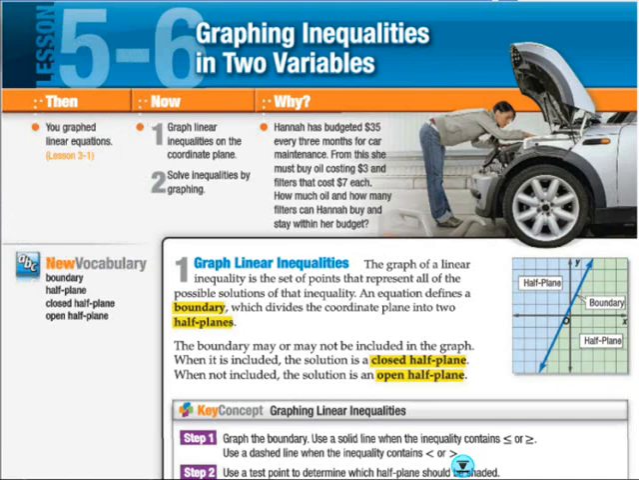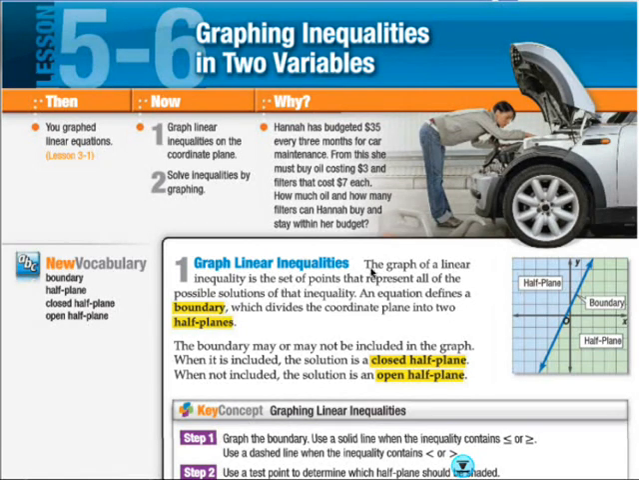Let's take a look at Chapter 5, Section 6, where we are going to graph inequalities with two variables. This is going to seem really familiar, so hopefully it seems familiar. We're going to use some words with planes and boundary lines and things like that, but basically the rules to doing this are the same as the rules to graphing lines, just with some slight additions. So let's take a look.